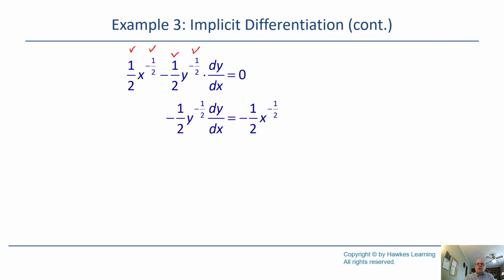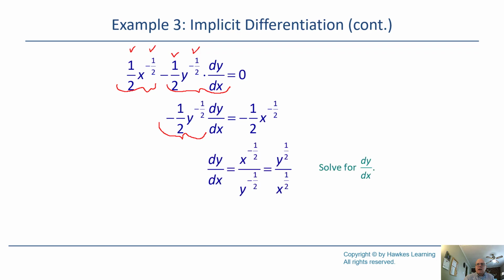Now we moved the first term to the right side because this is the term that has the dy dx. We want it isolated. Then what we'll do is we'll take the coefficient of that dy dx term and divide both sides by that. And that gives us dy dx. And we've got some negative 1/2 on top and bottom, so they cancel out. So we have x to the minus 1/2 over y to the minus 1/2.